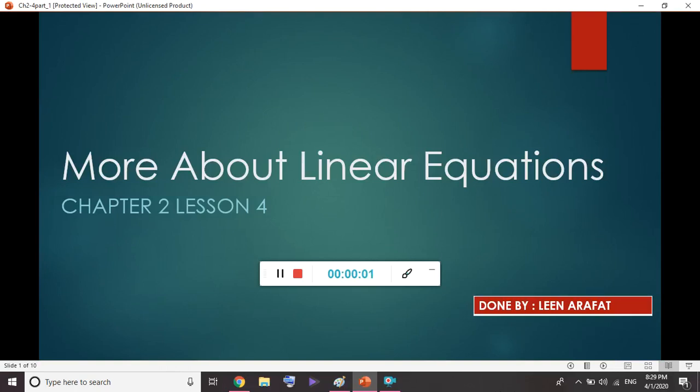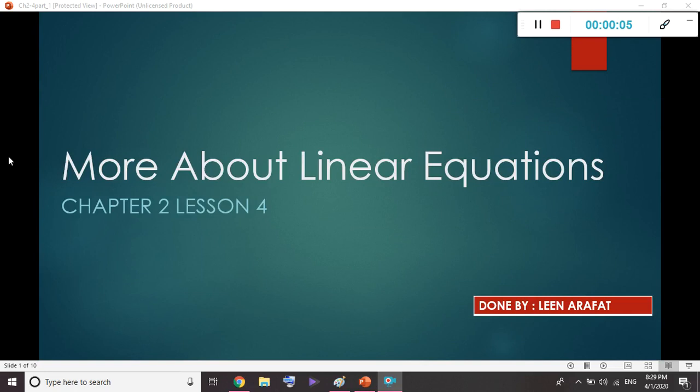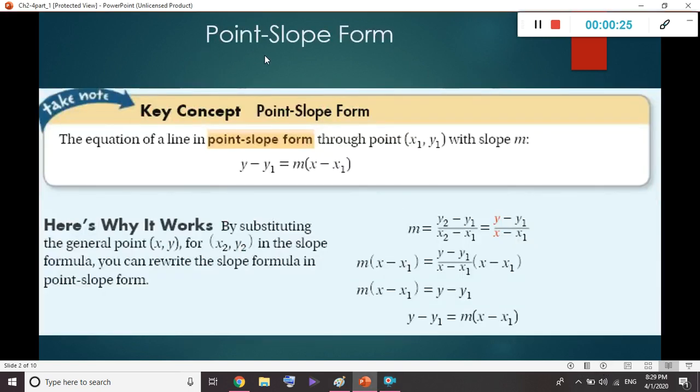Good morning, ladies. Today we're going to start a new lesson, which is lesson 4, that talks more about linear equations. Yesterday we started with the linear equations, and we took one form of the linear equation, which is the slope-intercept form. Now we're going to have more forms in this lesson. So let's start with the first form, which is the point-slope form.